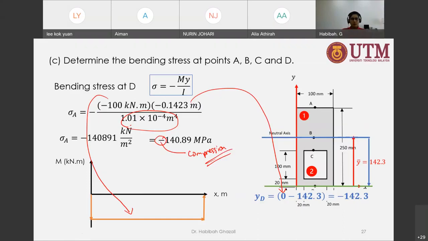So the negative sign indicates that it is under compression. All right, so that's for bending stress, all of them from points A, B, C, and D. Any questions that you want to ask me? Ada masalah? Okay, semua okay? All right, let's move on.